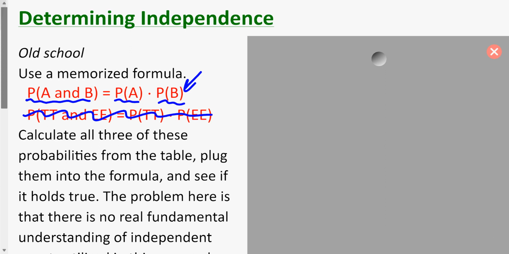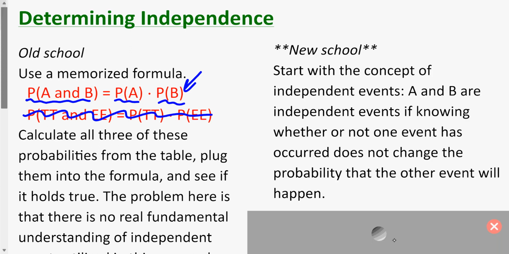The preferred method in AP statistics now, we're going to call it the new school method, is to give some idea of what that actually means, like why it actually works. So start with the concept of independent events. A and B are independent if knowing whether or not one event has occurred does not change the probability of the other event happening. Okay?